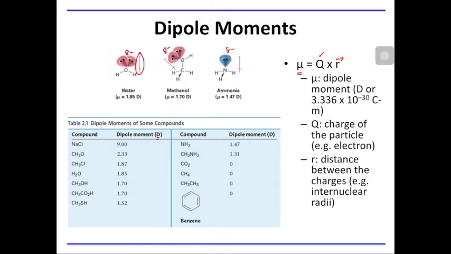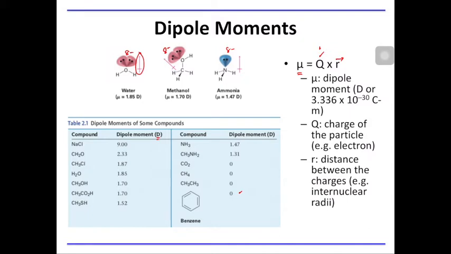D is for Debye. Ionic compounds have the largest value of dipole moment due to the fact that their Q is high. They assume a full positive and full negative charge, and the internuclear distance is also relatively far. Nonpolar molecules assume a dipole moment of zero because there is no dipole in nonpolar molecules. Polar molecules also assume a value of dipole moment.